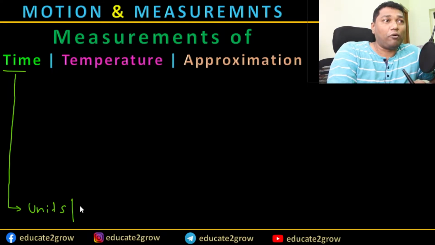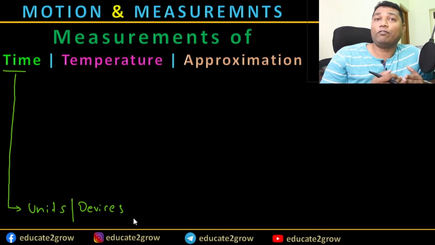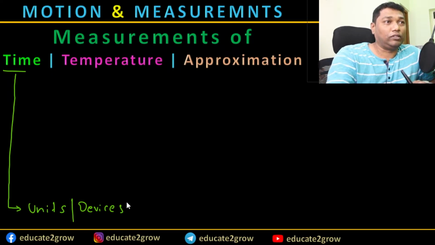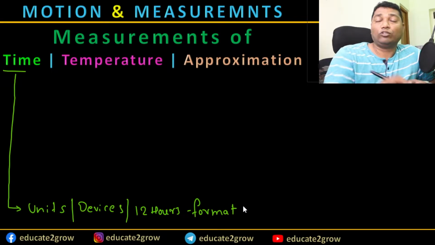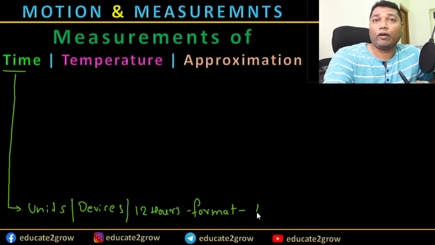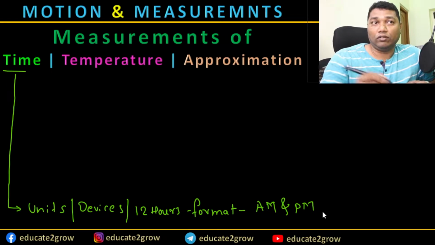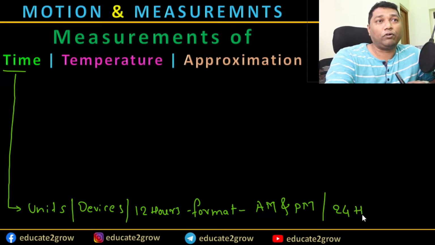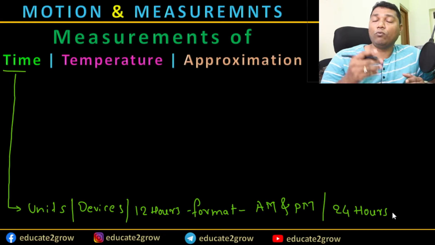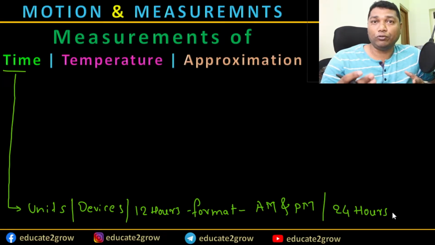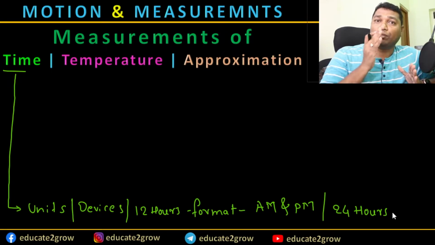Second, we will understand about devices. What are the different devices to measure time, and when will they be used? Next, what do you mean by 12 hours format? In that format we will come across AM and PM. What is this? Then the 24 hours format. What is the 24 hours format, and when will it be used? All these things we are going to study with respect to time.